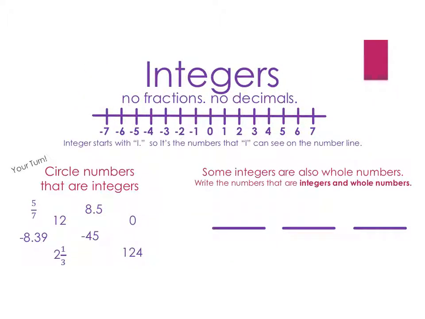Okay, so now let's review integers. Integers are numbers that are not fractions, not decimals. If it helps you, you can remember that integer starts with the letter I, so it's the numbers that I can see on the number line. So all of these numbers, -7, -3, 2, 0, +7, they're all integers. These are all integers. Remember, integers are not fractions, not decimals.